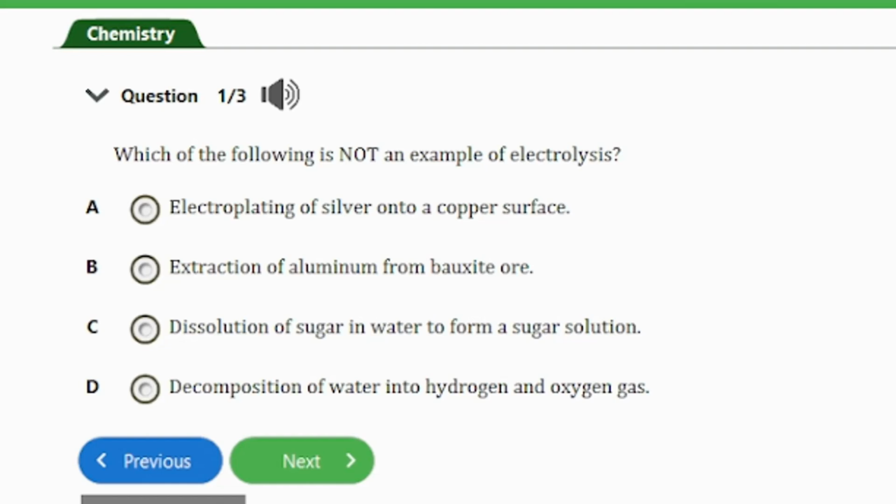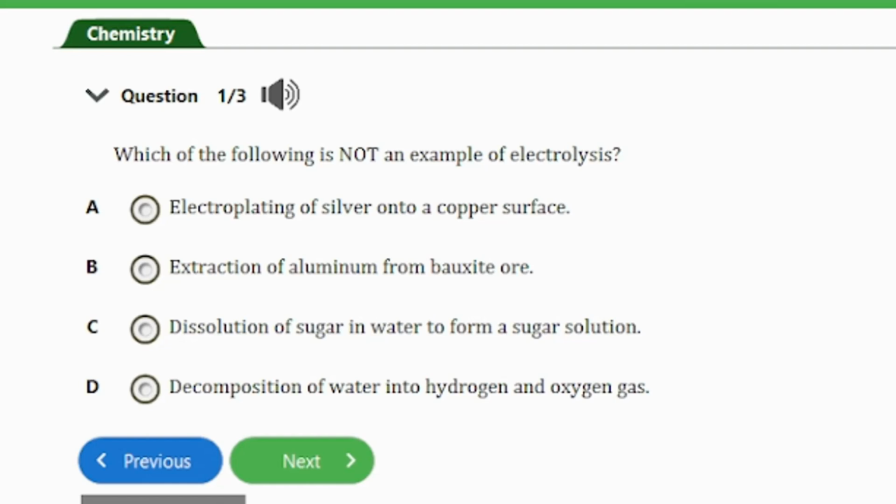It says, which of the following is not an example of electrolysis? A. Electroplating of silver onto a copper surface. B. Extraction of aluminium from bauxite ore. C. Dissolution of sugar in water to form a sugar solution. D. Decomposition of water into hydrogen and oxygen gas.